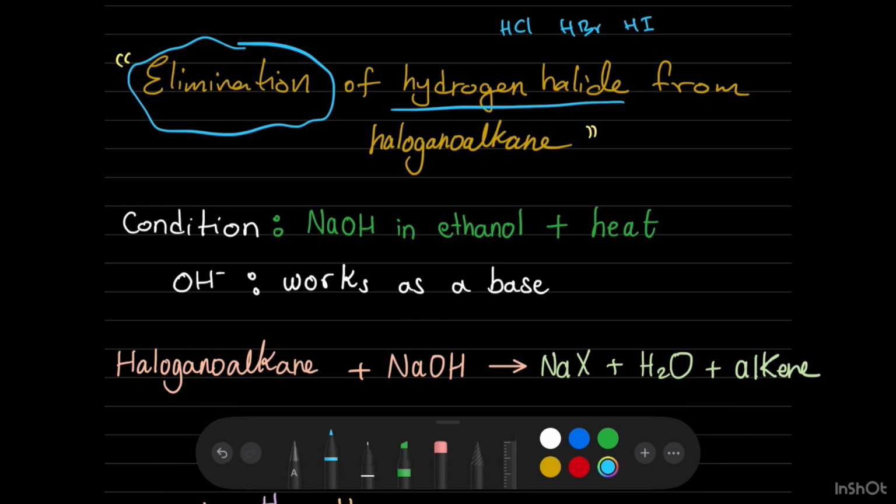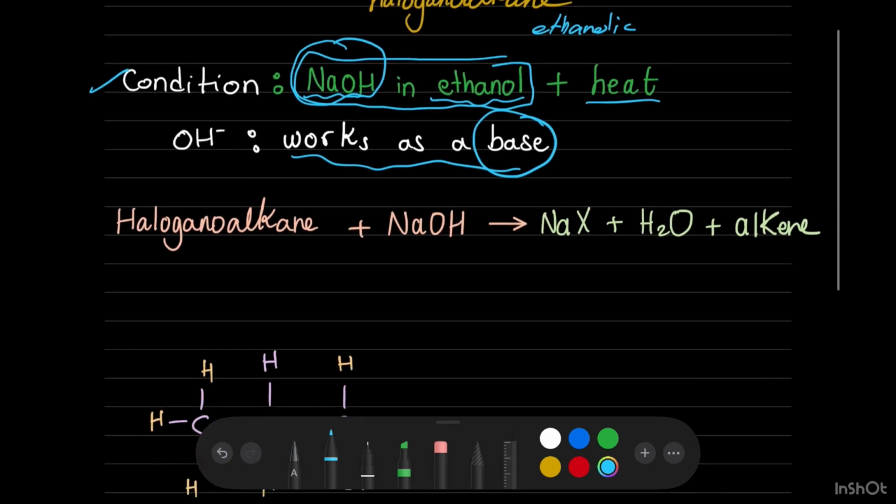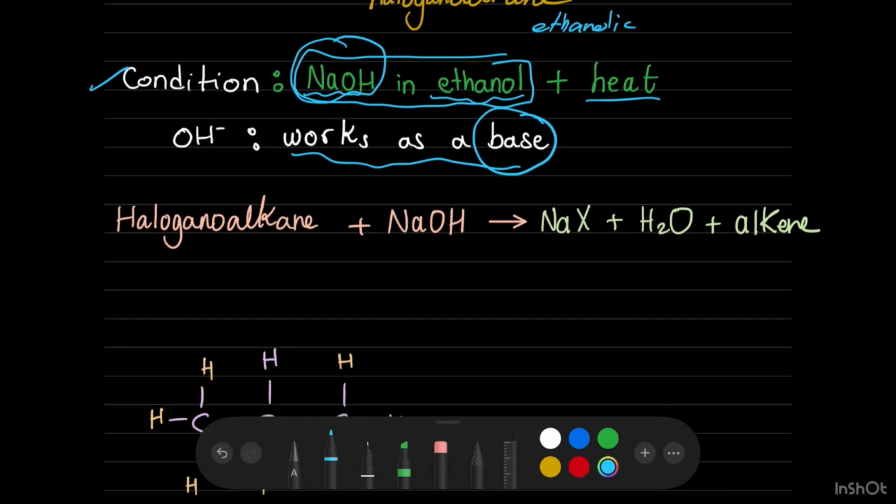As we used to do with reactions, we have conditions for these reactions. The condition for this reaction is having sodium hydroxide dissolved in ethanol and the presence of heat. Sometimes they describe this sodium hydroxide in ethanol as ethanolic sodium hydroxide, so don't panic if you see this. On the other hand, since we're using sodium hydroxide, its role is that it works as a base.